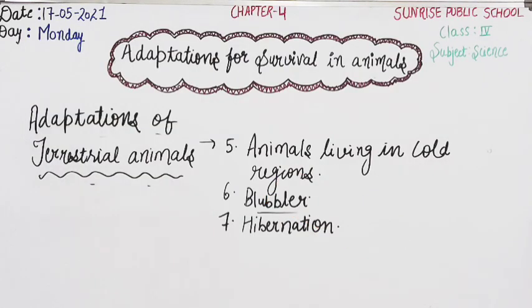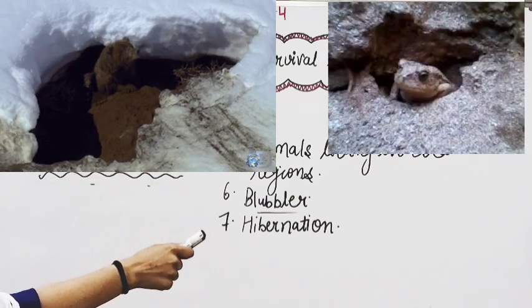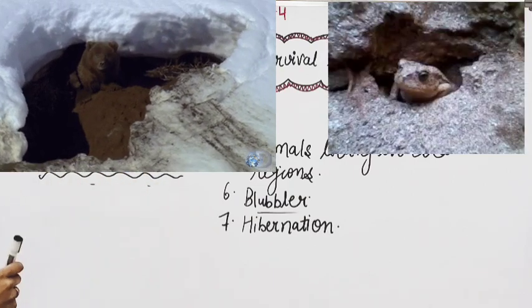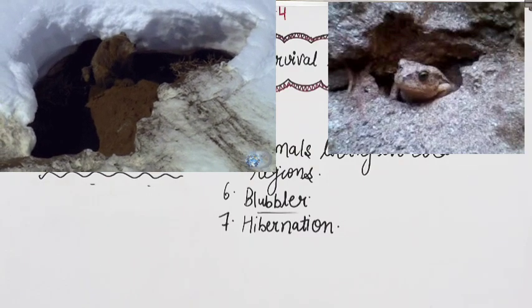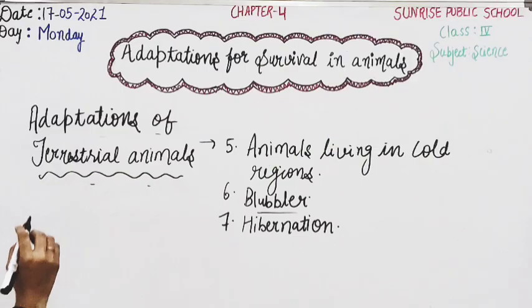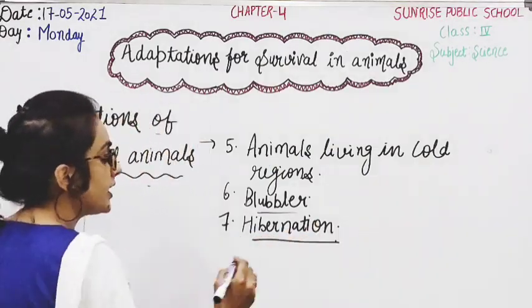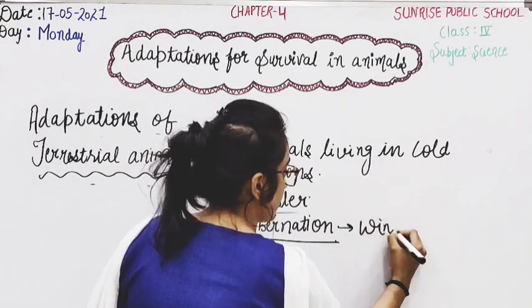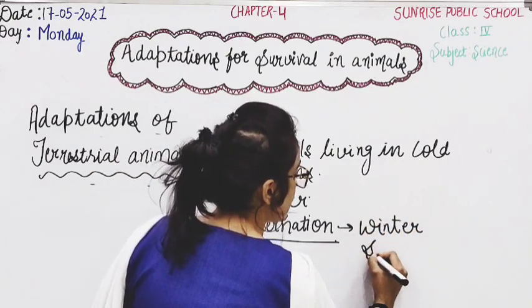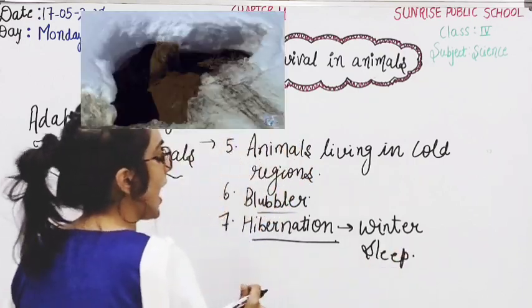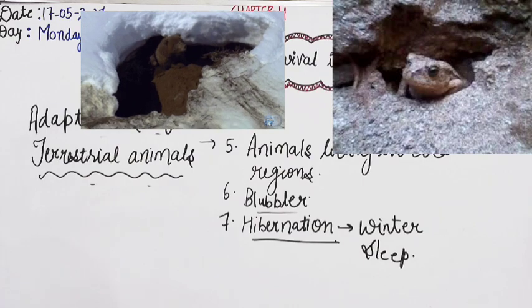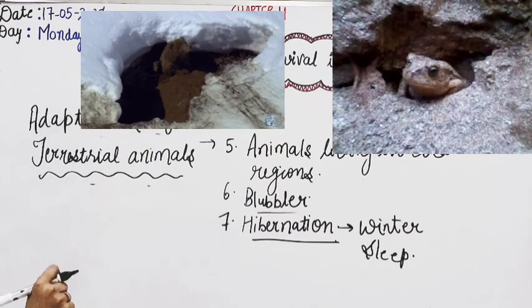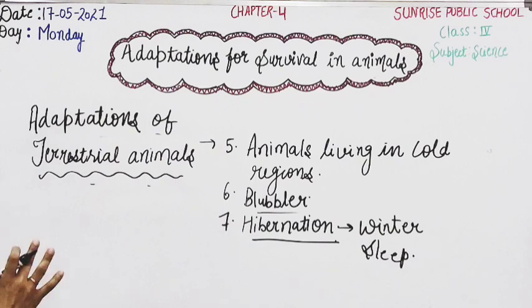Animals like bear and frog become inactive and sleep for several months in cold conditions to protect themselves from cold, and this is known as hibernation. It is also known as winter sleep. Frogs and bears go into hibernation and sleep for several months. So these are the adaptations of terrestrial animals.